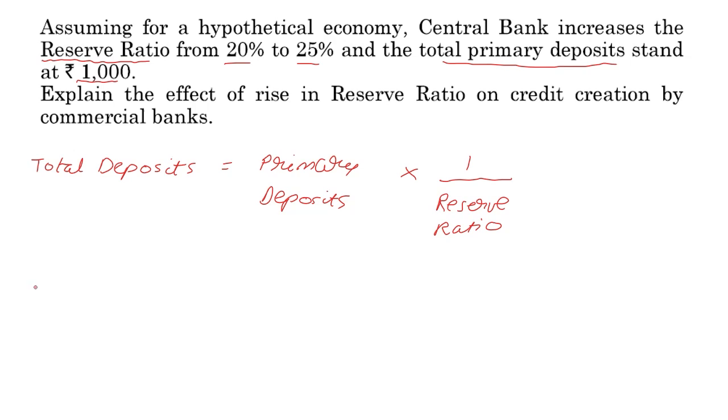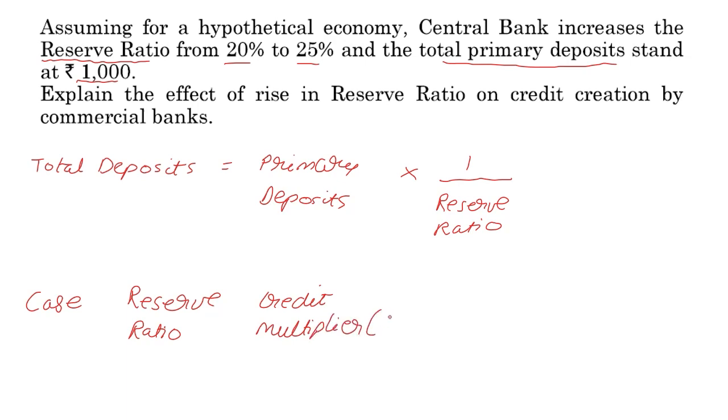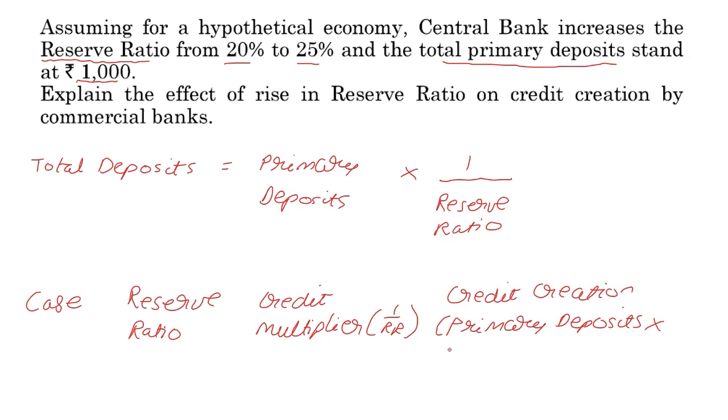So we're going to make a table where we have case, reserve ratio, credit multiplier, which is 1 upon RR, and then we have credit creation, which is primary deposits multiplied by the multiplier, or what we call the credit multiplier.